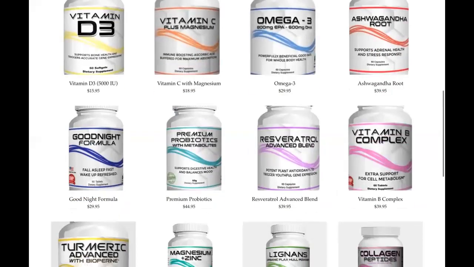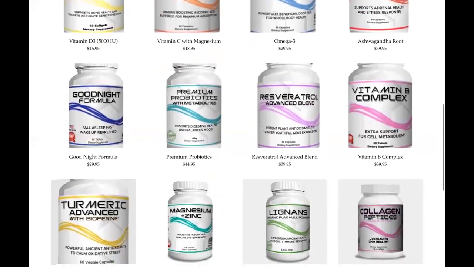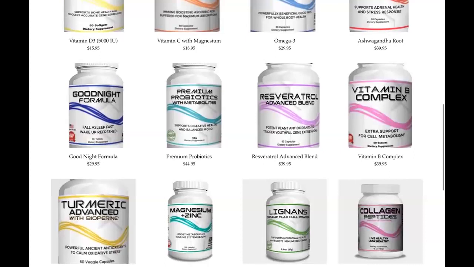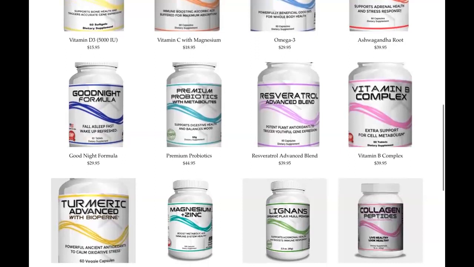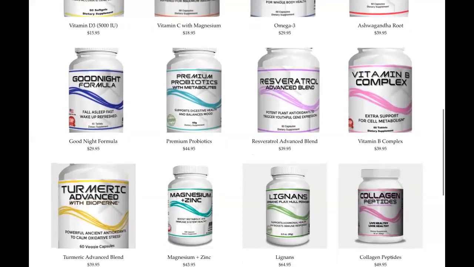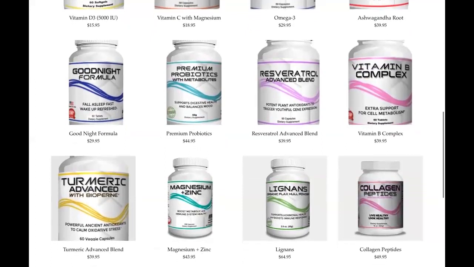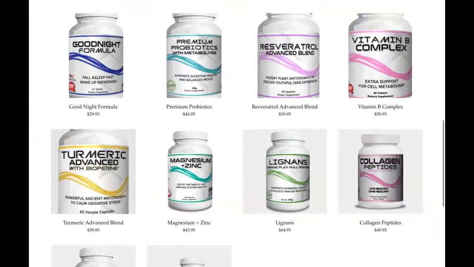Good night formula, which is tryptophan and melatonin, a great way to maintain that REM sleep that you need to solidify memory and to get your body healing when you're sleeping. But if you're not sleeping properly, your body's not healing properly. The probiotic that I have here is the powdered form. It's a great way to just put it in a smoothie, or, for me, I put the powder in my hummus.